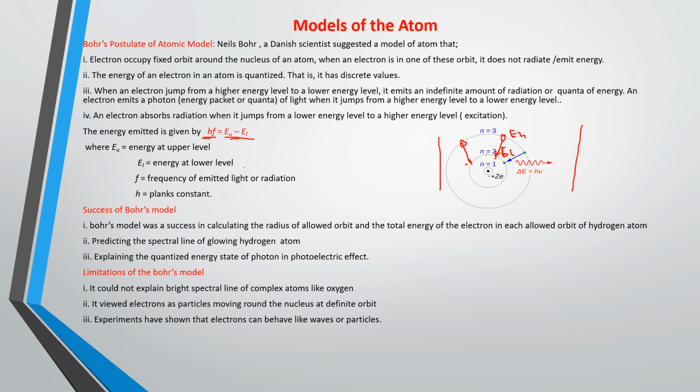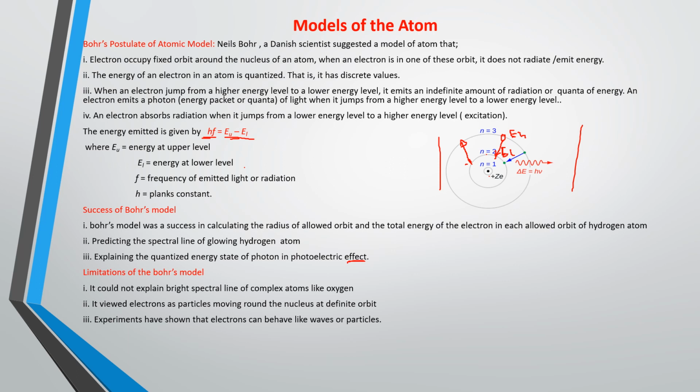Now, what are some of the successes of Bohr's model of the atom? One, Bohr's model was a success in calculating the radius of each orbit and the total energy of the electron in each orbit of a hydrogen atom. It was also a success in predicting the spectral lines of glowing hydrogen atoms. It was successful in explaining the quantized energy state of photons in the photoelectric effect. So Bohr's model actually had some successes, but it also had some limitations.